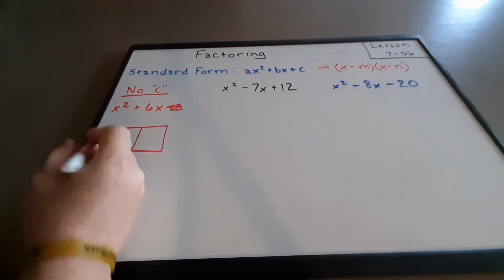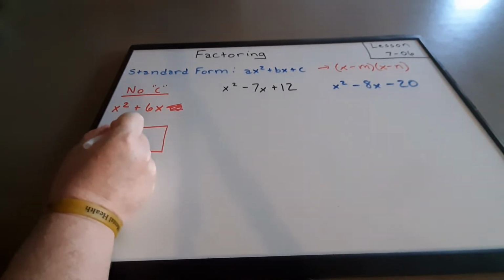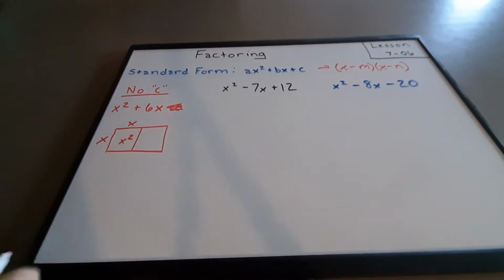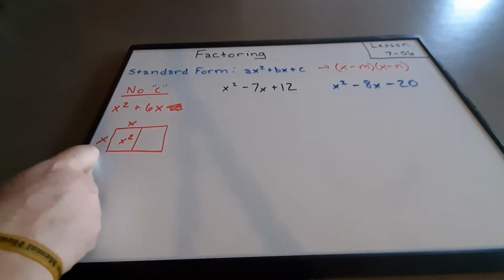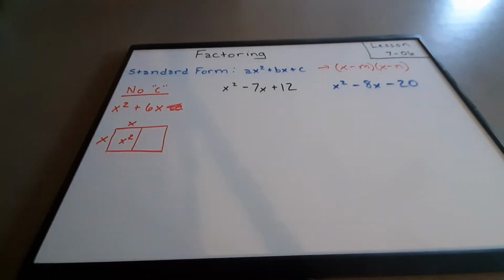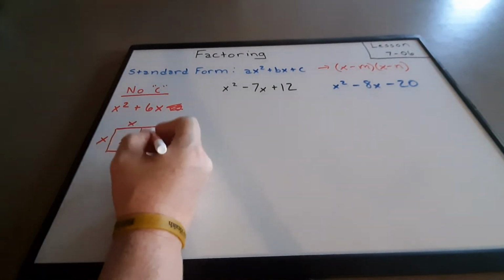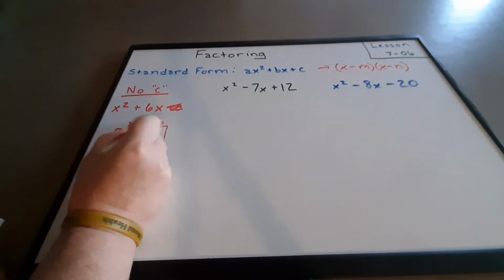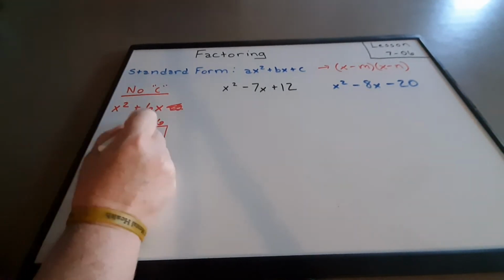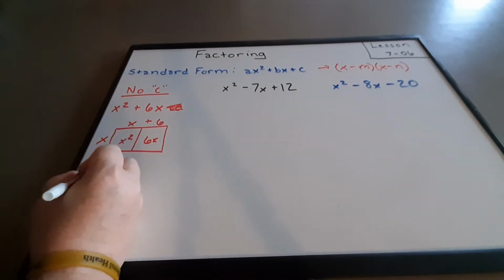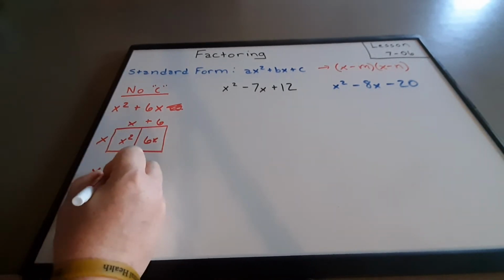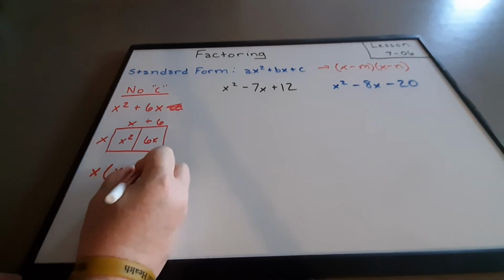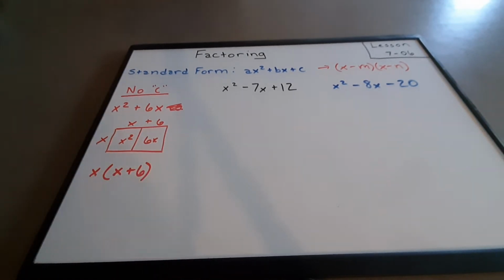How do we create x squared? Well, we do it by taking x times x. That's where our x squared comes from. Well, we have this x, and we want to create 6x. So x times 6 gives us 6x. Because it's a positive 6, we're going to have a plus sign here. So our factored form here is going to be x times x plus 6. That's the easiest version. Now we have two more versions that we're going to look into.